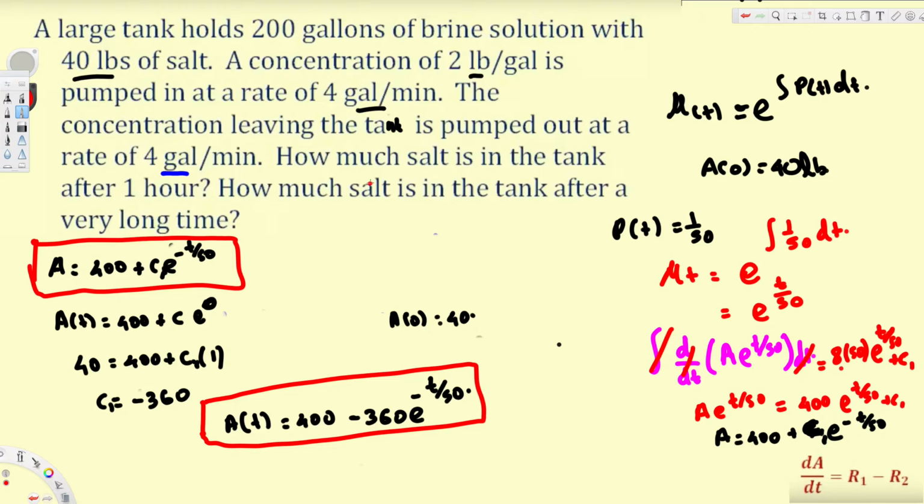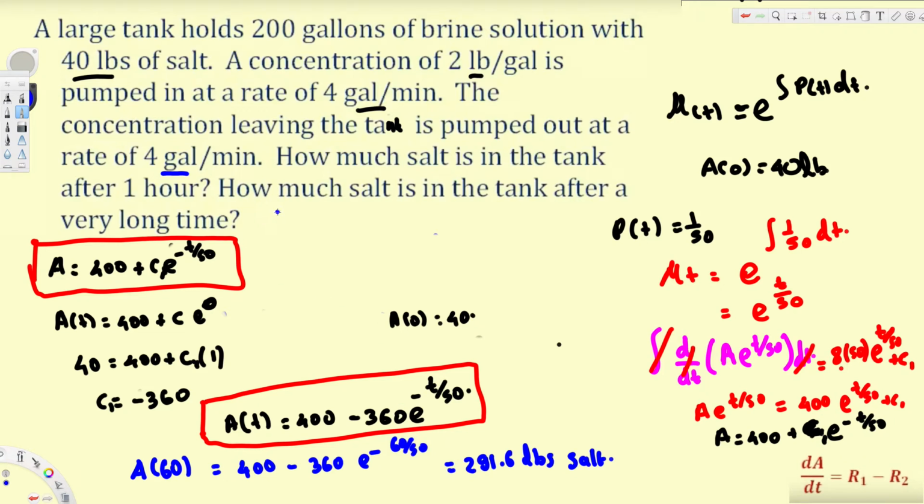Now from this one we can solve everything. Let's look at the first question. It is asking how much salt is in the tank after 1 hour. Since we are looking at everything in terms of minutes, you have to convert this hour into minutes, which is 60 minutes. A of 60 is going to be equivalent to 400 minus 360 e power negative 60 over 50, and if you calculate this value, you should get 291.60 pounds of salt. So that's how much salt is going to be left after 1 hour.